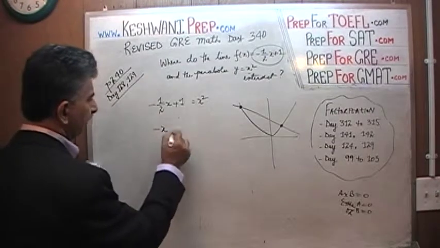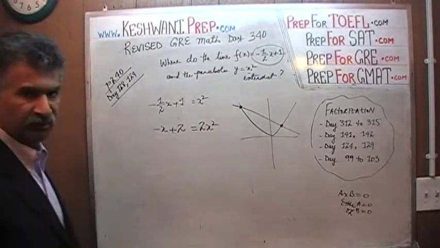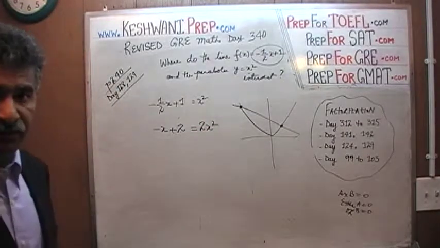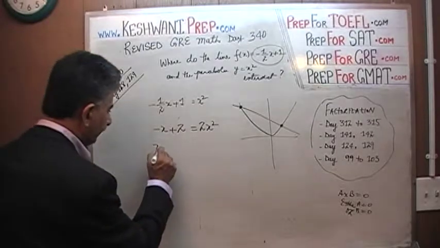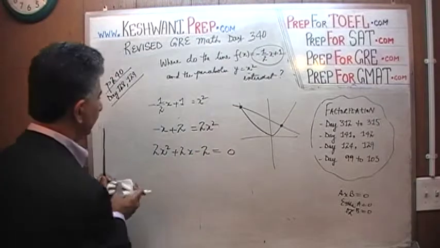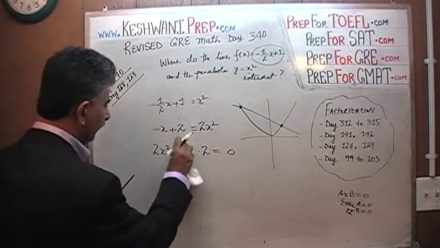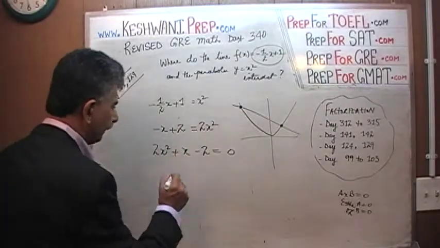We get negative x plus 2 equals 2x squared. We have to write this in the standard form. Let's bring everything to that side. So we find 2x squared plus x minus 2 equals 0. It should not be 2x, it should be x. This is it.